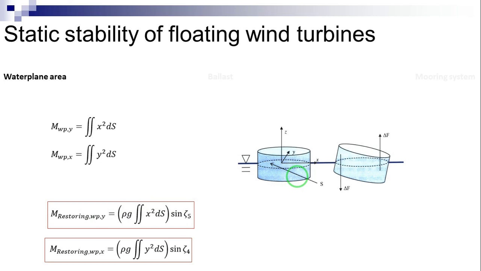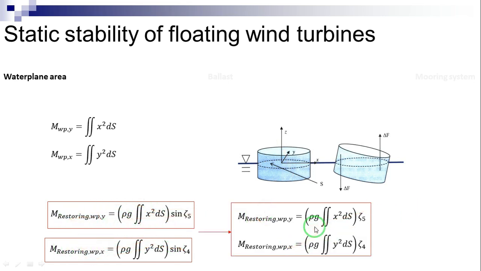This restoring moment is given by the following equation. Employing the small angle approximation, these equations reduce to the following expressions. For a cylinder, as shown in this figure, or other axisymmetric bodies, restoring in pitch is equal to restoring in roll. This is because the water plane area is symmetric about the x and y axis and thus creates an equal moment about both axes.